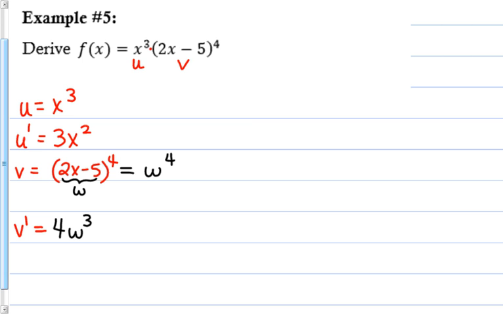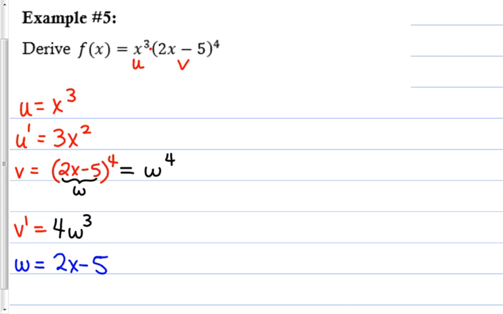So there's my v prime. Now, I don't really want to use another, oh wait, I'm sorry. Hold on a second. Before I get ahead of myself, which I almost did, what is w? W is the inside part of v. It's 2x minus 5.